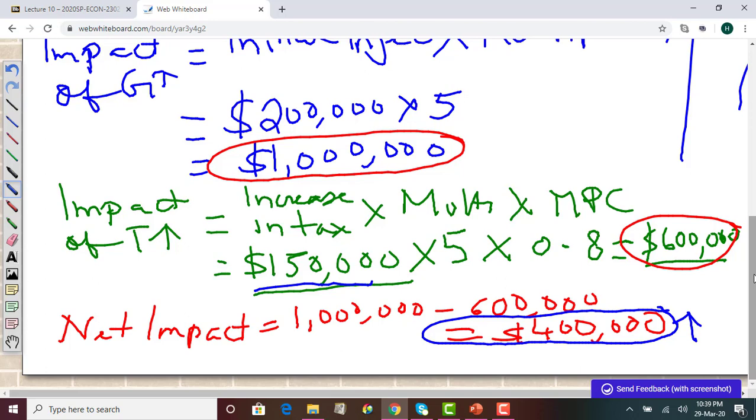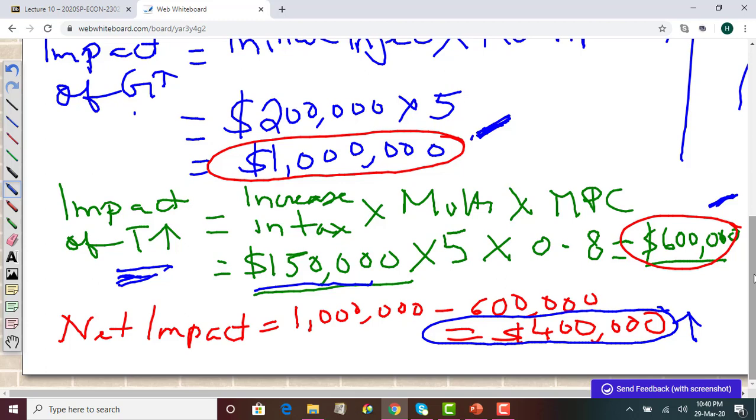And again, if you see this impact, this is a direct impact, so this impact is greater than the impact of taxes, because the taxes are imposed on income, whereas government expenditure goes directly into the economy. So when we take the difference between these two, we get that ultimately the output goes up by 400,000. Now if the net impact is a negative number, that means the overall output is going down.